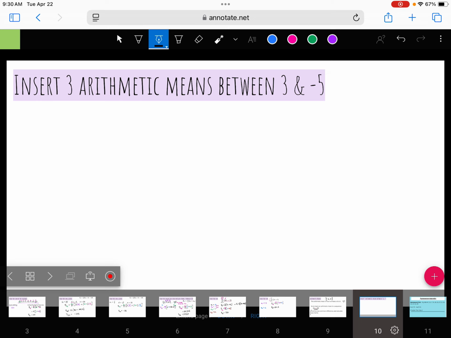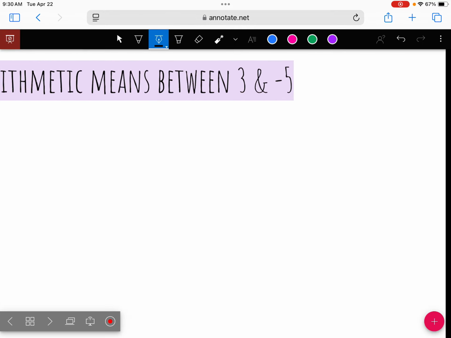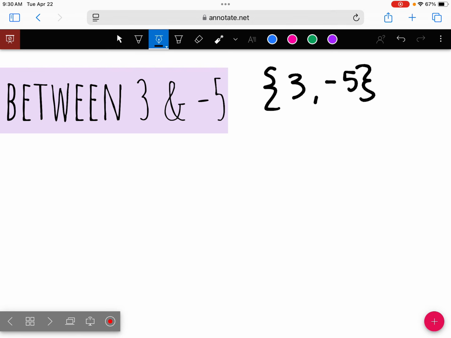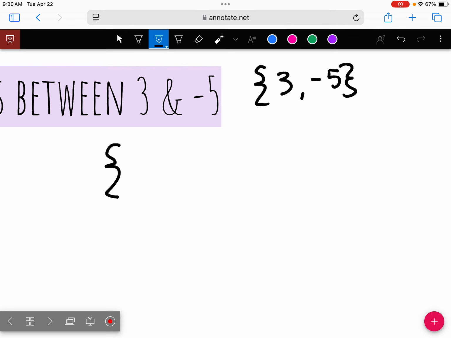So these kinds of problems are going to be pretty much like this, where it says insert 3 arithmetic means between 3 and -5. What this says is I have the set 3, -5. I need more data than that. I need more pieces in the middle. That's too big of a jump to make. I want to put 3 pieces in between. So I want to have my 3, and then 1, 2, 3 pieces in between before I get to my -5.